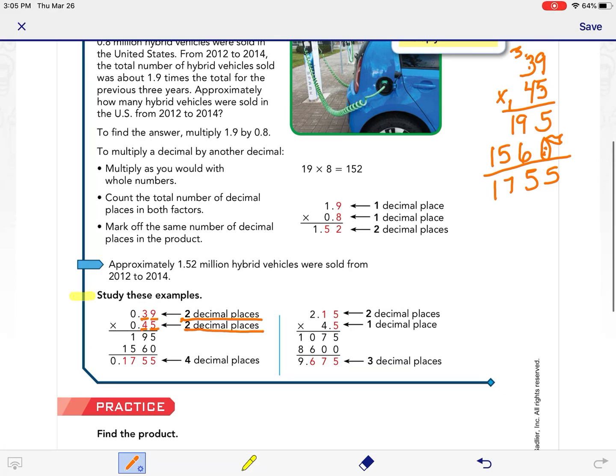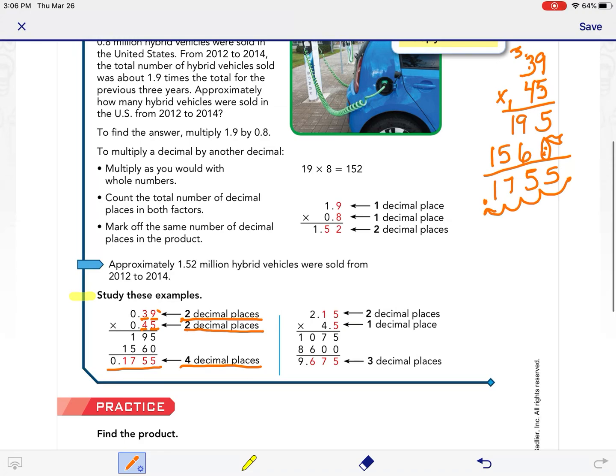3, 4. So we need to take the decimal and move it 4 spots, or we need to have 4 decimal places. So let's go back up to here. This is a whole number. That means the decimal point currently is right there. We're going to take it 1, 2, 3, 4, and we're going to put the decimal point right there, which you can see they did down here. 4 decimal places, and that's the answer.